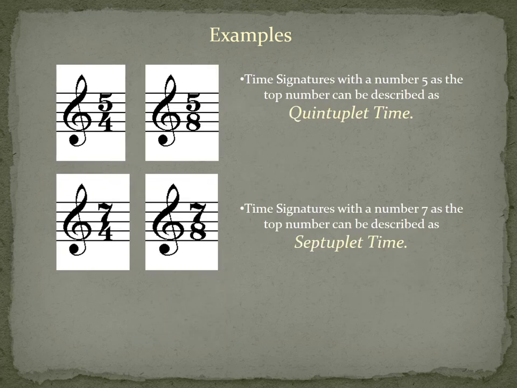It might also be worth noting that if the top number of the time signature in an irregular time signature is a 5, it can be regarded or described as quintuplet time. And in a similar way, if it's a 7 as the top number, it can be described as septuplet time.